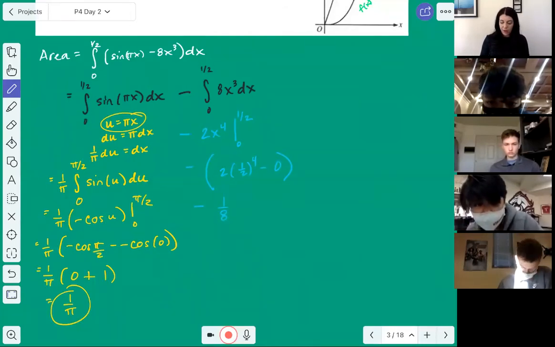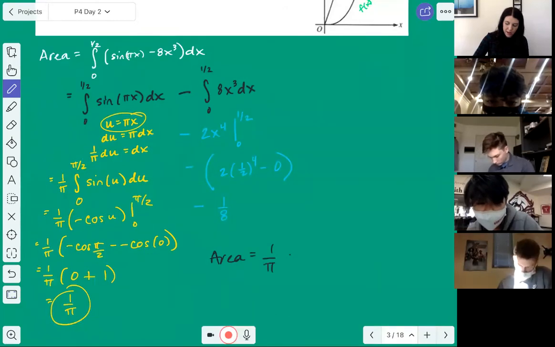Okay, so our final answer here would be area equals 1 over pi minus 1 over 8. Any questions on that problem?